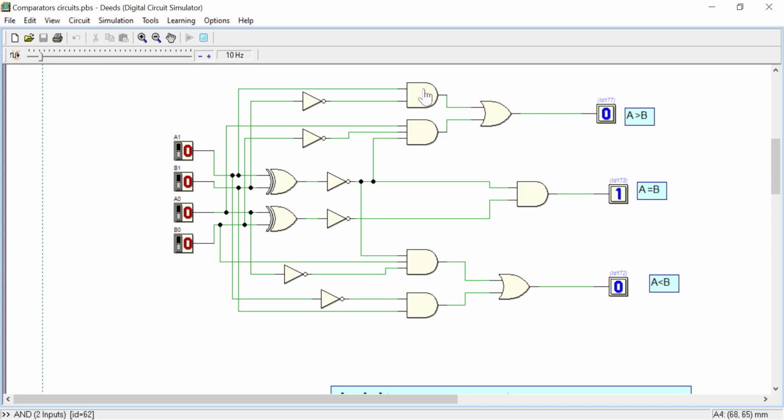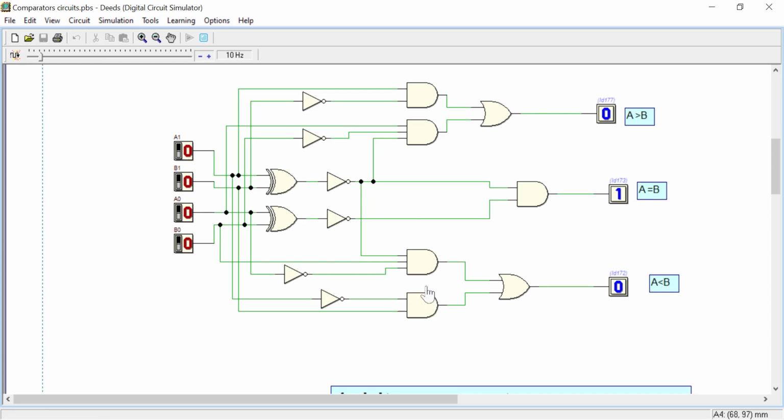And if you look at the upper side, the first AND gate is taking inputs A1 into B1 bar, and the second AND gate is taking input A0 into B0 bar, along with A1 XNOR B1. Similarly, on the lower side, this will be A1 bar into B1 and this will be A0 bar into B0 times A1 XNOR B1, and you're going to add those outputs with an OR gate. That means A greater than B can happen when A1 is greater than B1, or when A1 equals B1 and at the same time A0 is greater than B0. Similarly at the lower side also.